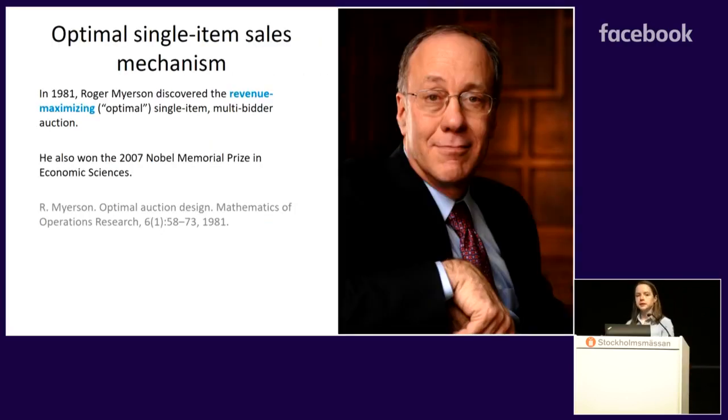So now I want to move into revenue maximization. We've seen the fundamentals of mechanism design, and now I'm going to tell you about one of the most beautiful results in mechanism design, which is the optimal single item sales mechanism. This was discovered by Myerson in 1981. It's the optimal single item, multi-bidder sales mechanism, and economists typically refer to revenue maximizing mechanisms as optimal mechanisms, so that's the terminology we're using here. And he also won the Nobel Prize.